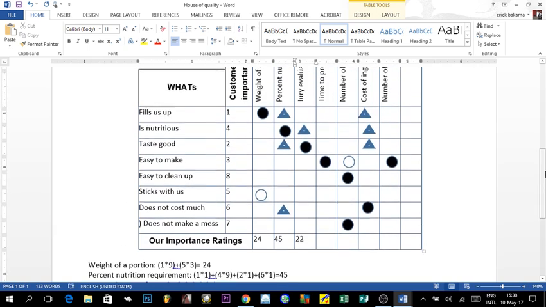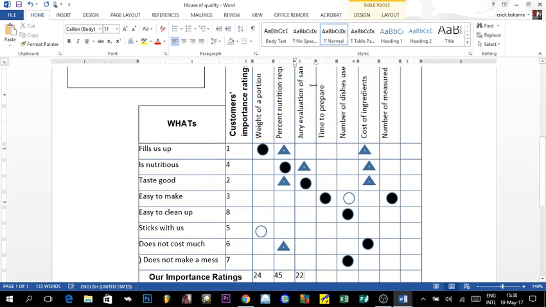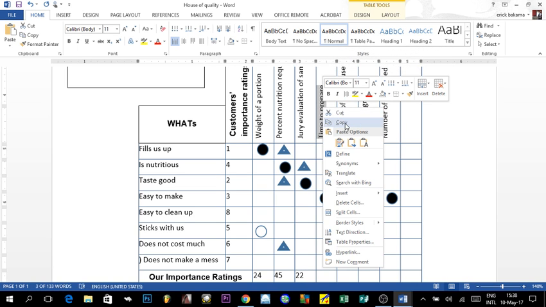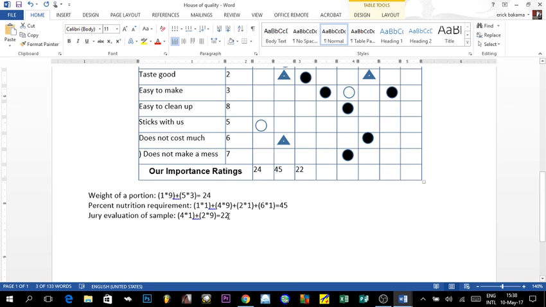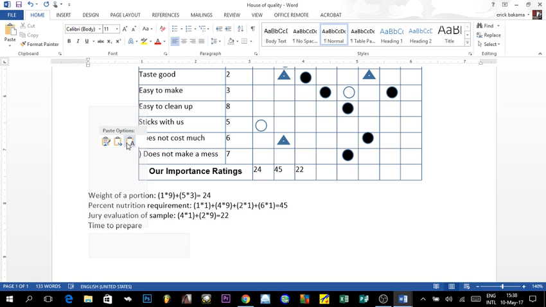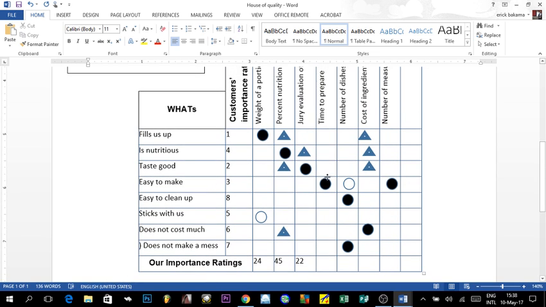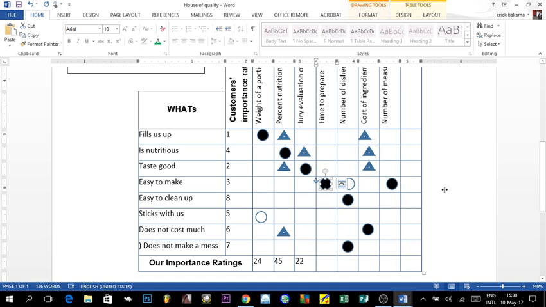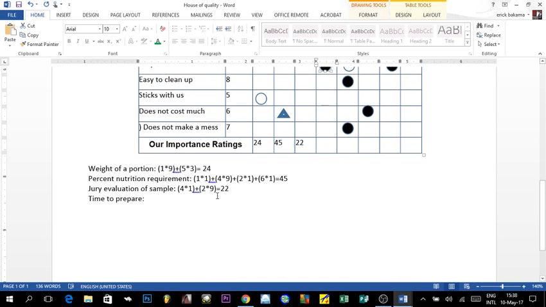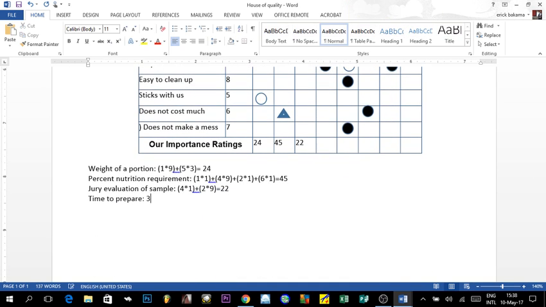And next we move to the time to prepare. Now the time to prepare, according to what they say, is only one that we need to focus on, which is easy to make, which is 3 times 9, which gives us 27, and we have our 27 here.